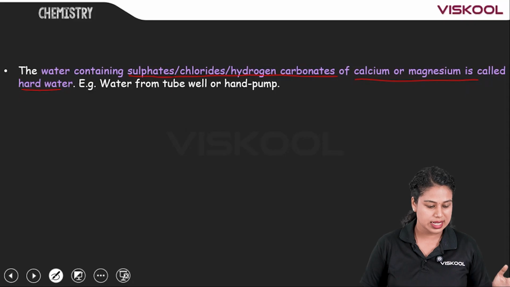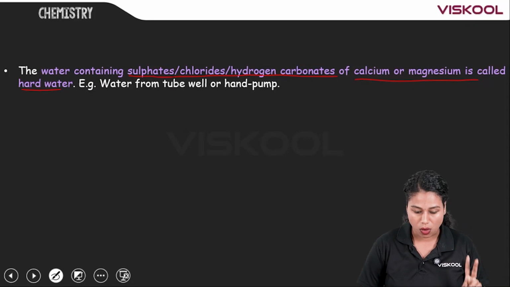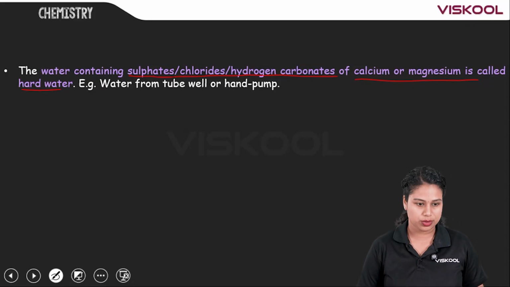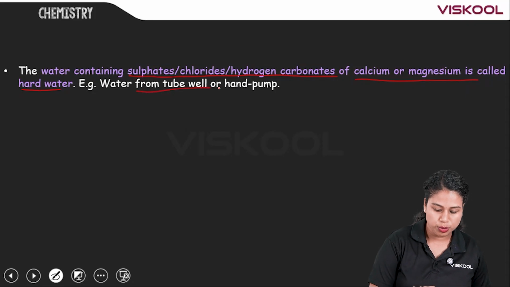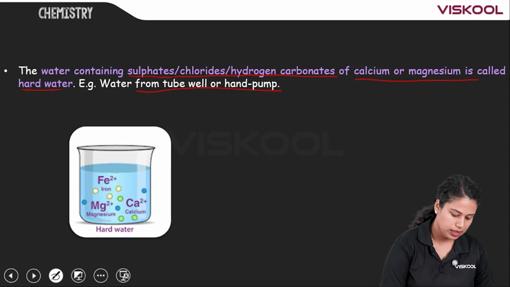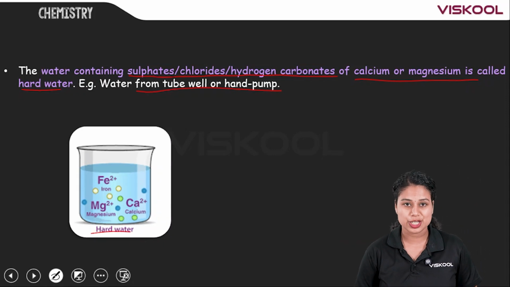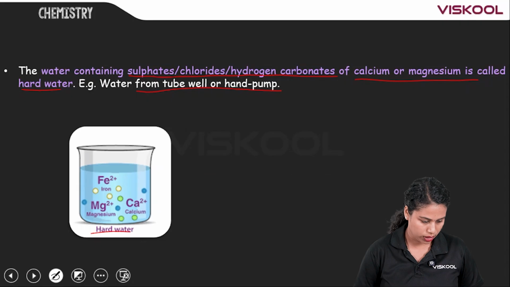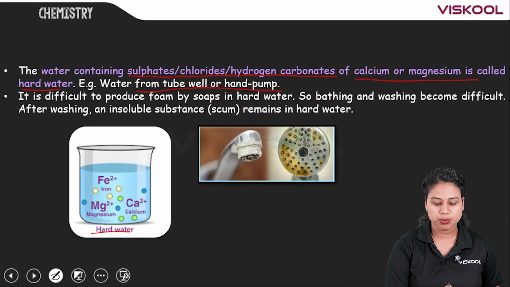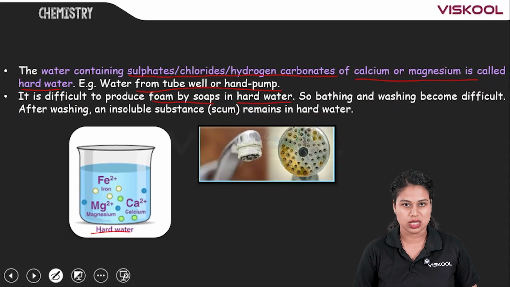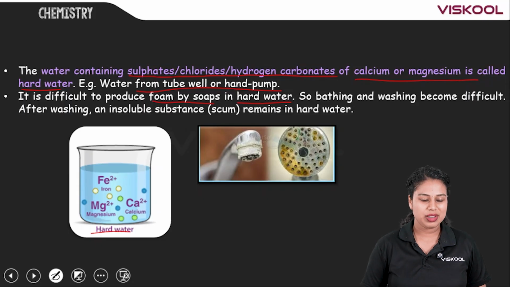So what is hard water? It is water containing sulfates, chlorides, hydrogen carbonates of calcium or magnesium. Examples are water from a tube well or hand pump. These are all hard water. If it contains salts of calcium or magnesium ions in more amount, it is hard water, and it is difficult to produce foam with soaps in hard water. If we are using soaps in hard water, there will be less foam production by the soap.